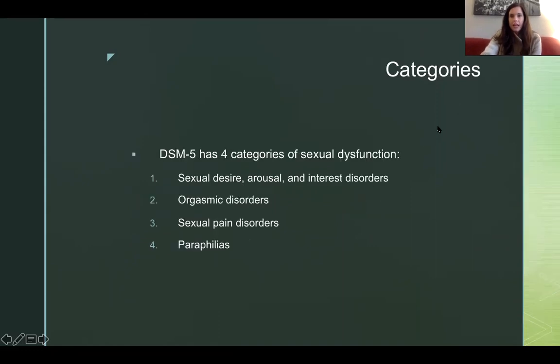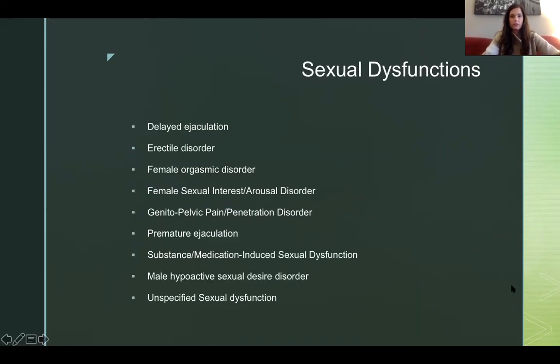The DSM-5 has 4 categories of sexual dysfunction: those related to sexual desire, arousal and interest disorders, orgasmic disorders, sexual pain disorders, and paraphilias. So these are all the sexual dysfunctions, and I'm going to break these down into sections in just a minute.